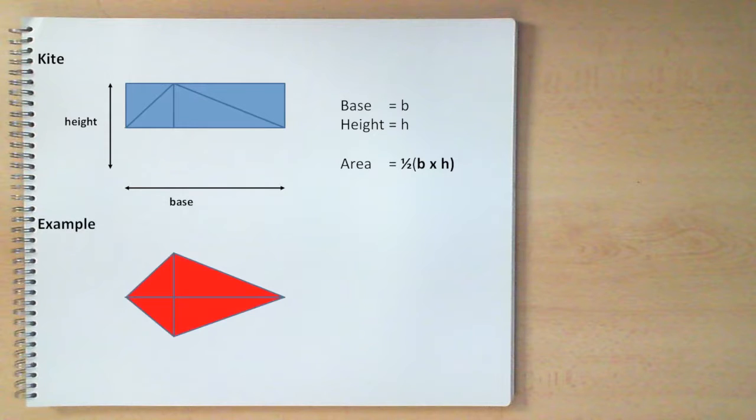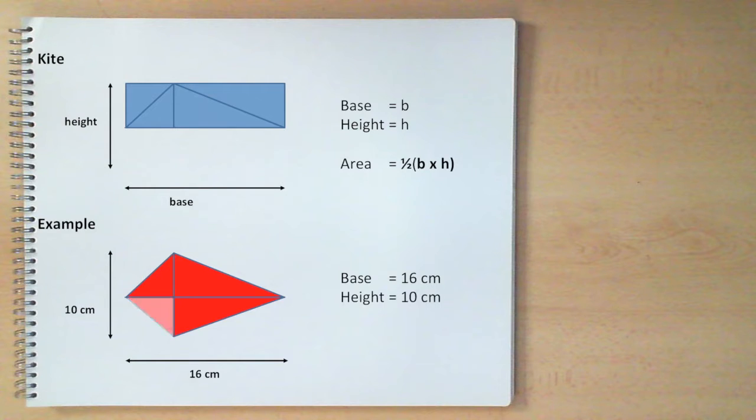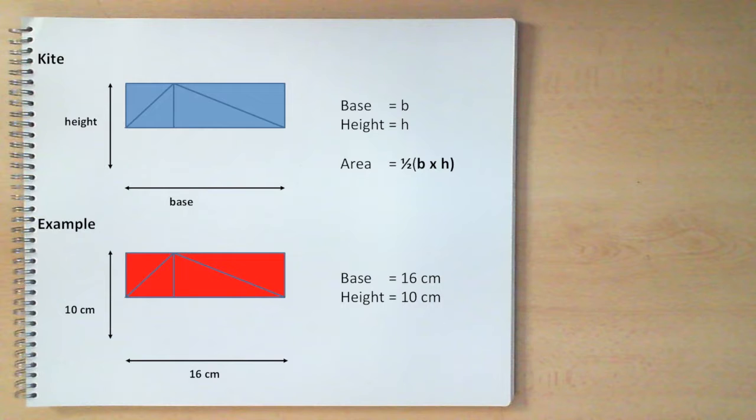An example. Here's a kite shape, has a base of 16 centimeters and a perpendicular height of 10 centimeters. And let's just look to see how those triangles change where they are and move to make a rectangle in exactly the same way as the other one did. So we have half of 16 times 10. 16 times 10 is 160. A half of that is 80 centimeters squared.